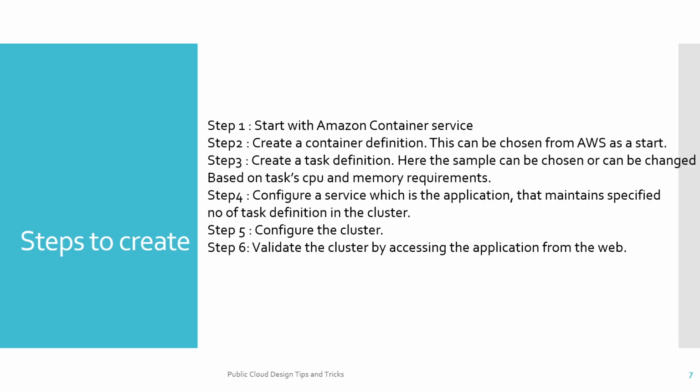Once steps 1 to 5 are done, your cluster creation is done with all the tasks in place. You can validate it using a simple web browser, where you just hit the link provided by Route 53, or if you're working directly with the application load balancer, you can check whether it is reaching the specific task or application. So that is how you can start with creating Fargate clusters.